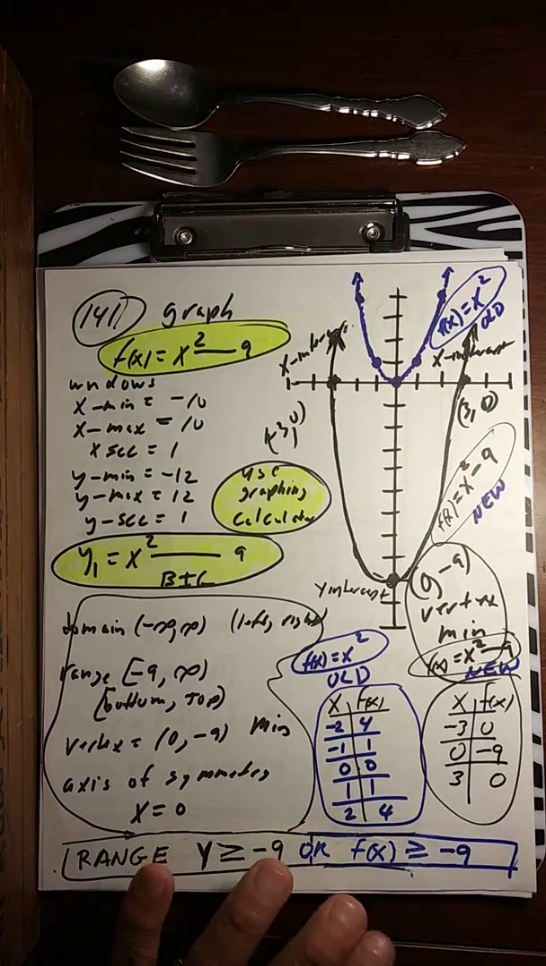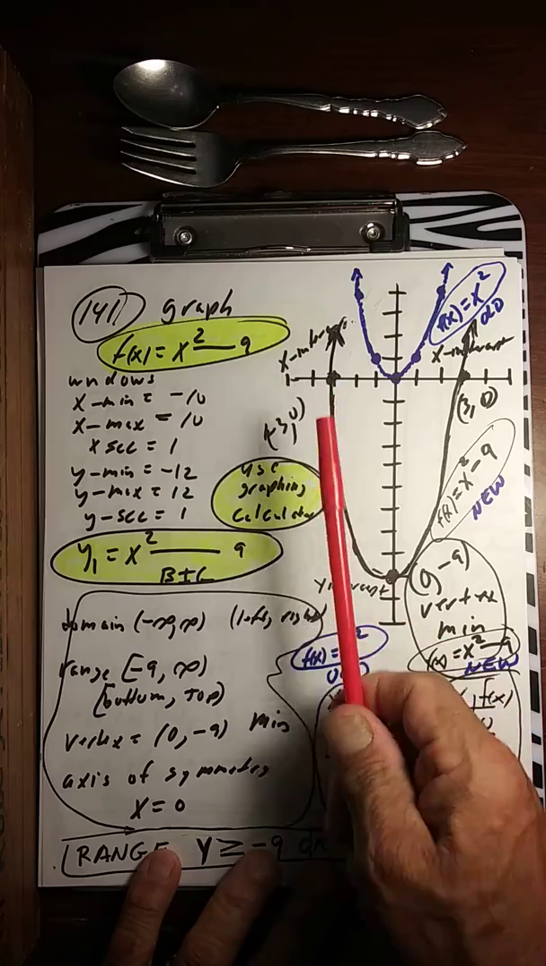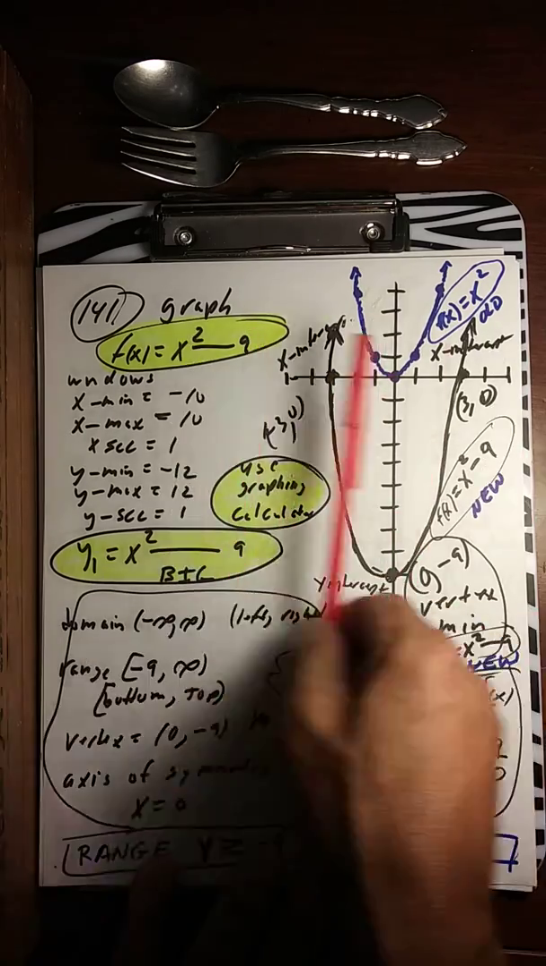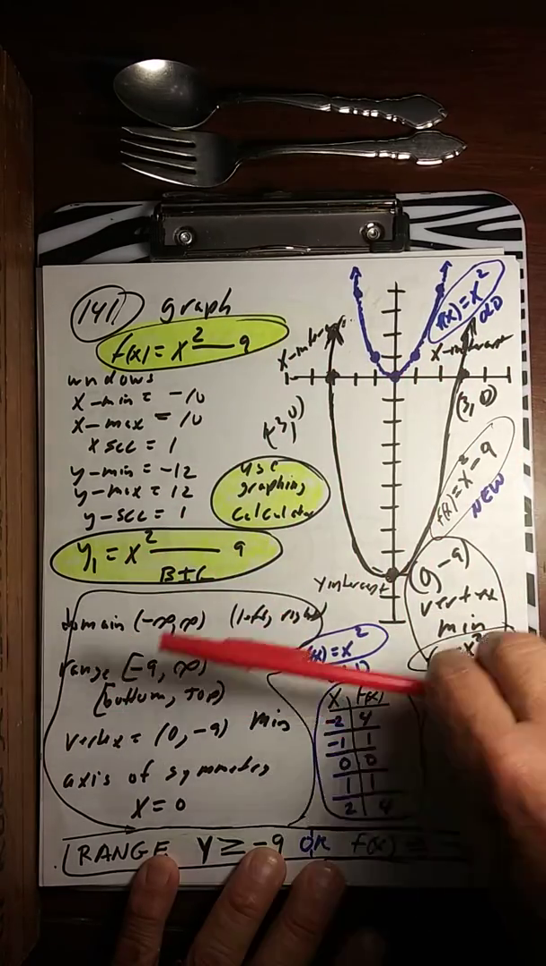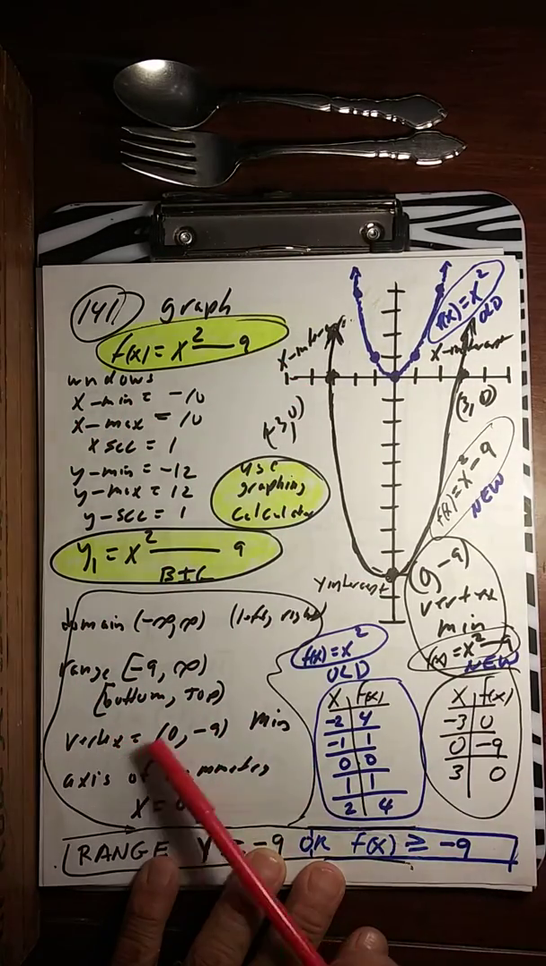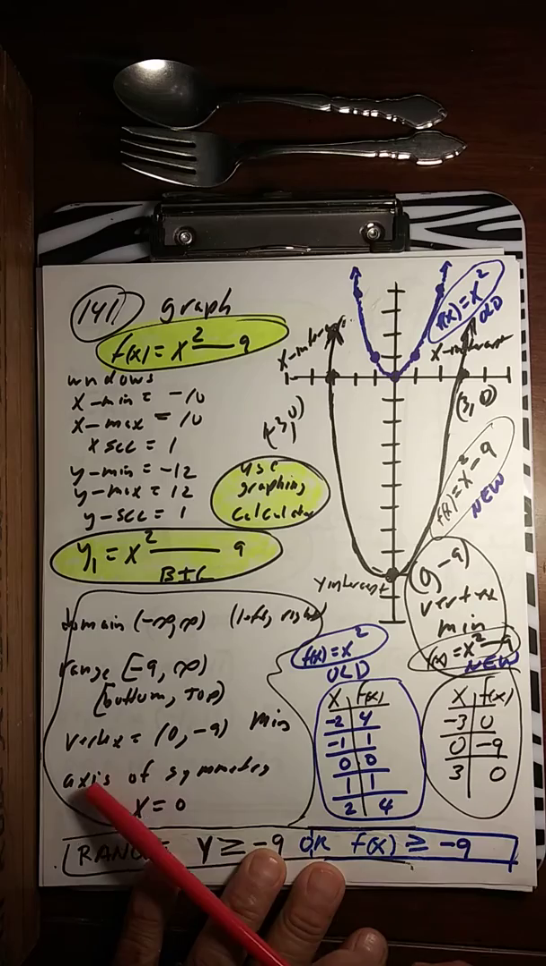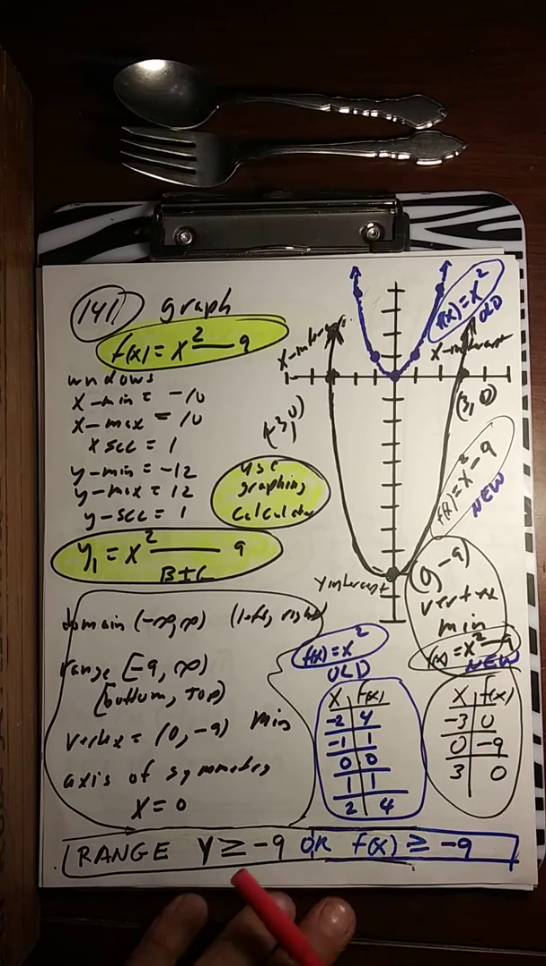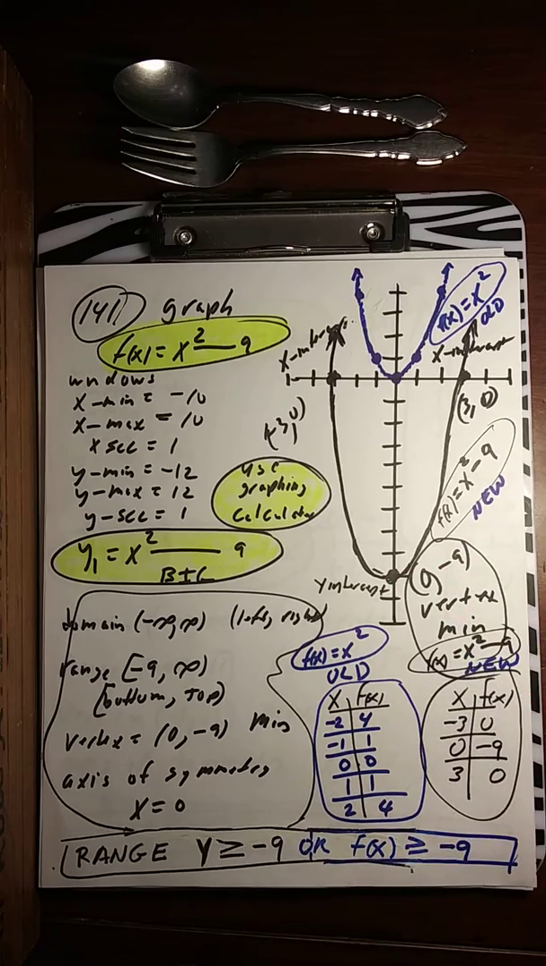Alright, so now we have domain, -infinity to infinity. Range is from where? From -9 to infinity. Vertex is (0, -9). Axis of symmetry is x equals 0. So range is y greater than or equal to -9, or f of x is greater than or equal to -9.